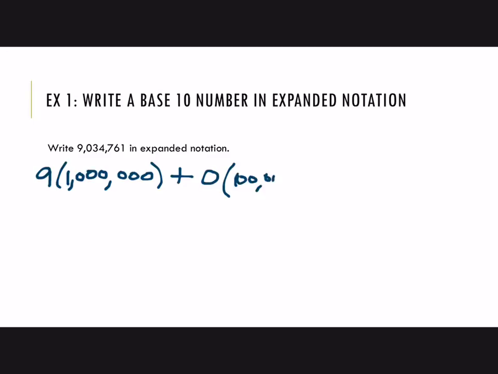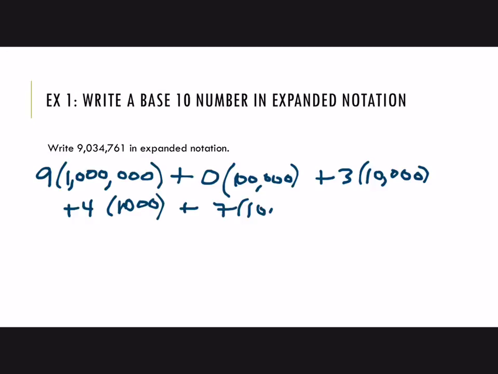100,000s, plus 3 10,000s, plus 4 thousands, plus 7 hundreds, plus 6 tens, plus 3, and then you can write times 1 or you can just leave it as 3.